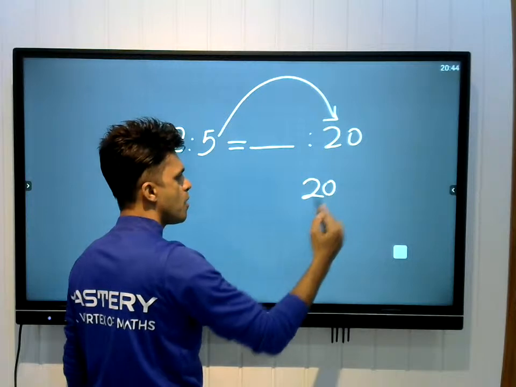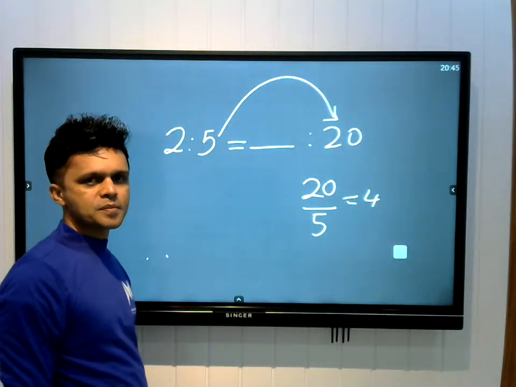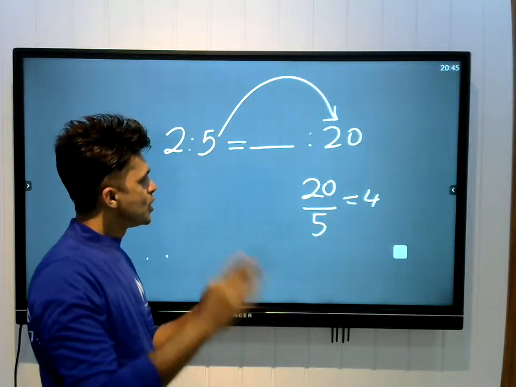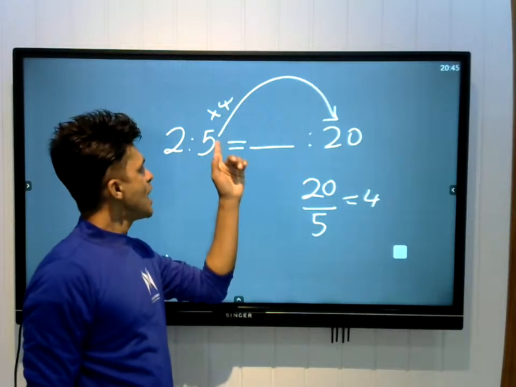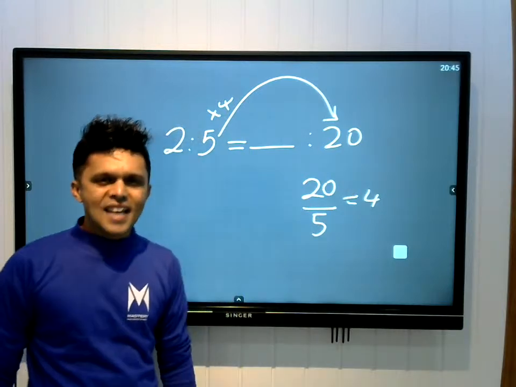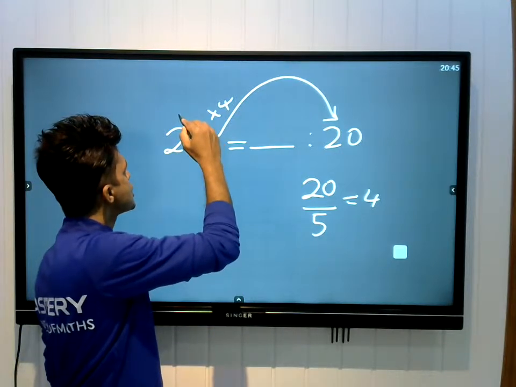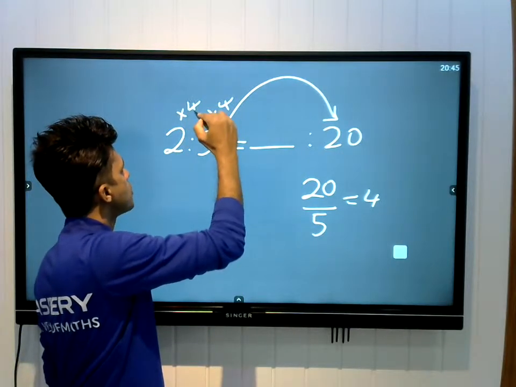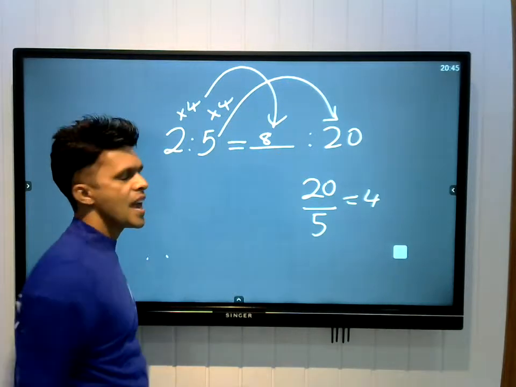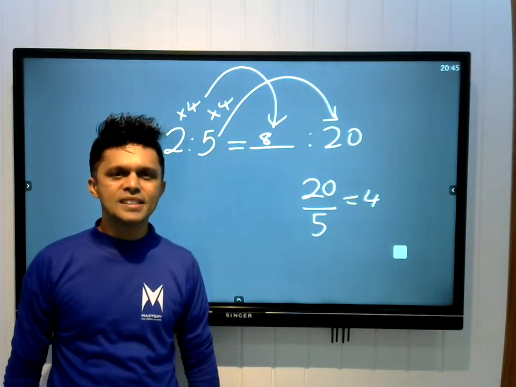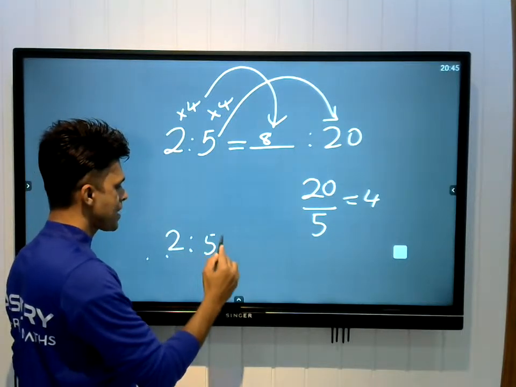You can divide 20 by 5, which is 4. This value is divided by this value, 20 over 5 is 4. So 5 times 4 is 20. Likewise, you can multiply this 2 also by 4. So 2 times 4 is 8. So therefore, this can be written in this way.